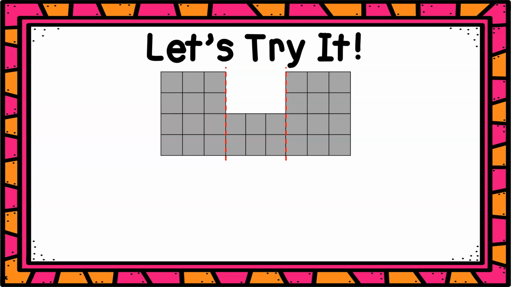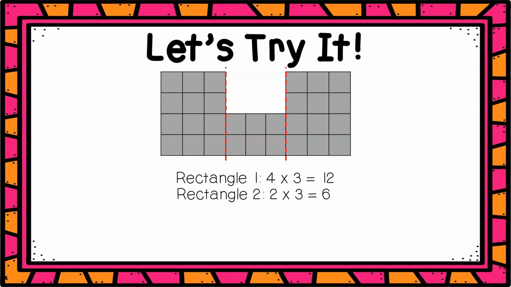Let's do it. The rectangle on the left has 4 down and 3 across, so 4 times 3, which is 12. Then the rectangle in the middle has 2 down and 3 across, so 2 times 3, which is 6. And finally, the rectangle on the right has 4 down and 3 across again, which is 12.